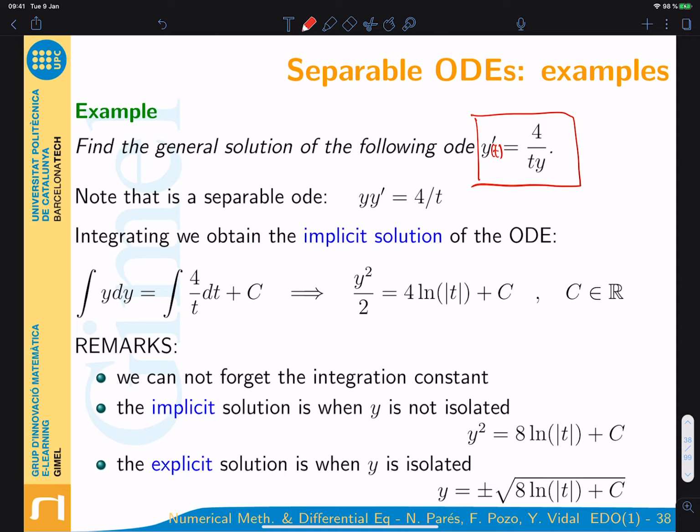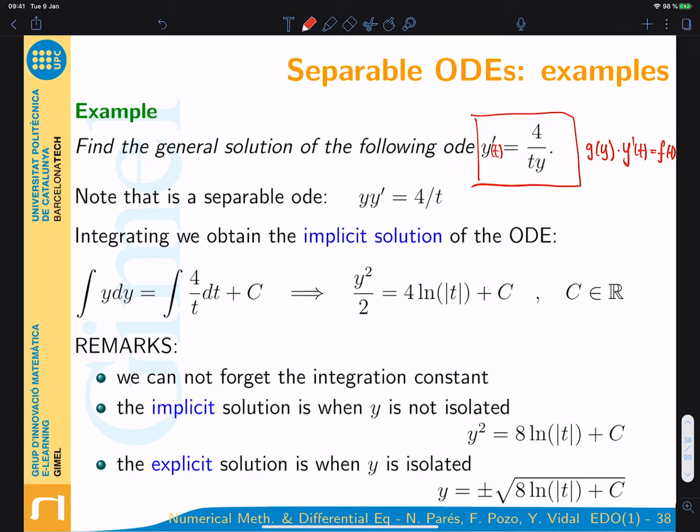The first thing we need to do is check: is it separable? Let's check it out. How can we check it? Well, we need to be able to rewrite it as a function that only depends on y times y prime equal to a function that only depends on t. Is it possible to do that?